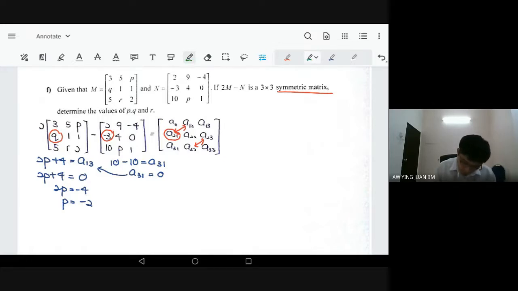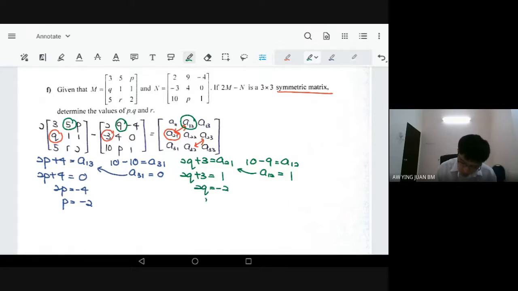So move on. We have 2Q plus 3 equals A21. Then, as we can see, A21 is equal to A12. So related to A12, here we have 10 minus 9 equals A12. So A12 is equal to 1. Relate, so we have 2Q plus 3 is equal to 1. So 2Q is equal to negative 2. Q is equal to negative 1. So that is the process of how we find the Q.